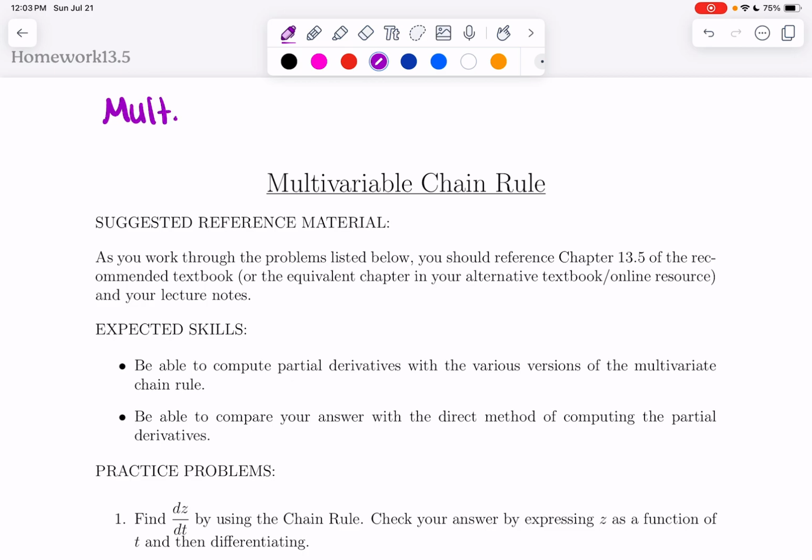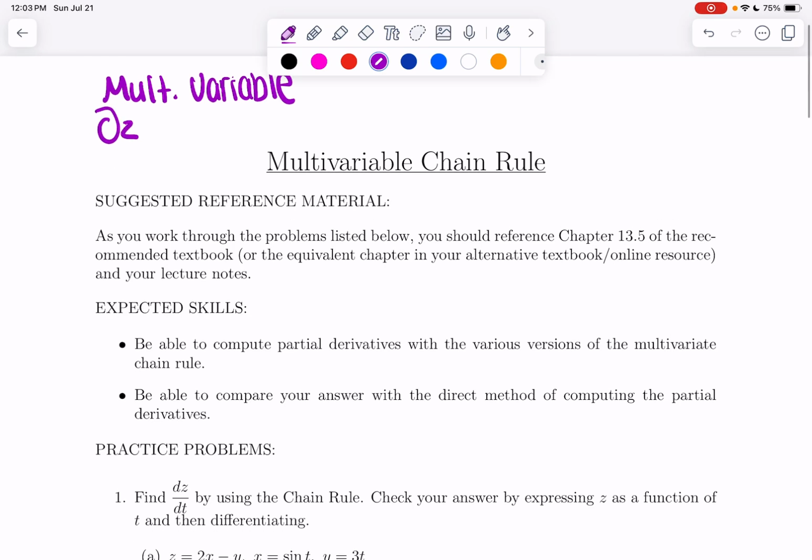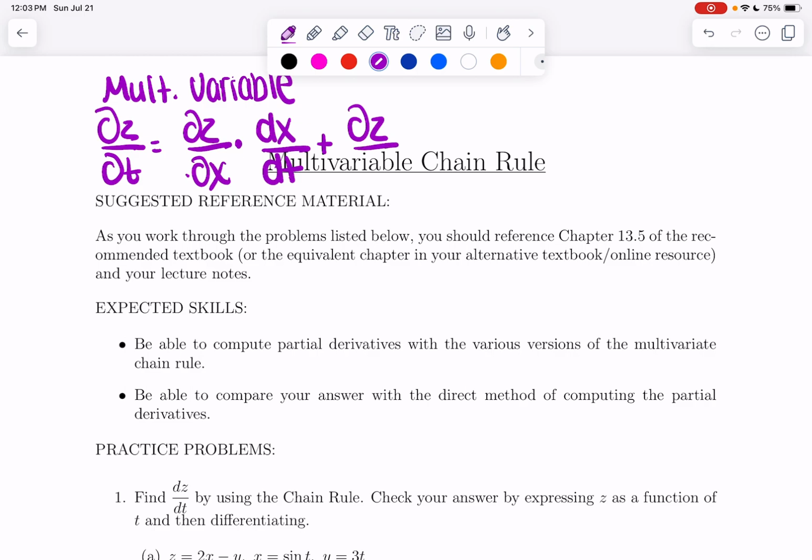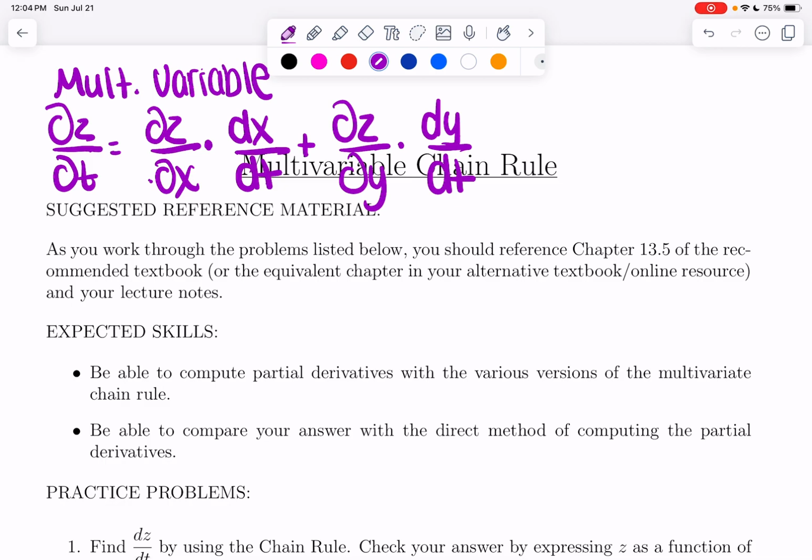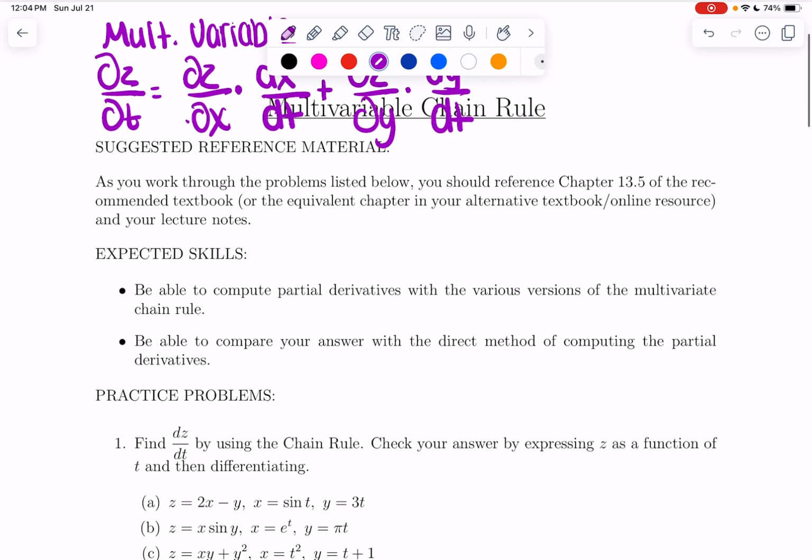For multivariable chain rule, if you're trying to find the derivative of z according to t, you have to find each individual one. So you have to do the partial derivative of z over dx multiplied by just the normal derivative of x according to t, and then add the same thing but now for y. So the partial derivative of z over y times the derivative of y over dt. That's multivariable, whereas single variable is where you convert your x's and y's into forms of t and then take the derivative according to there.